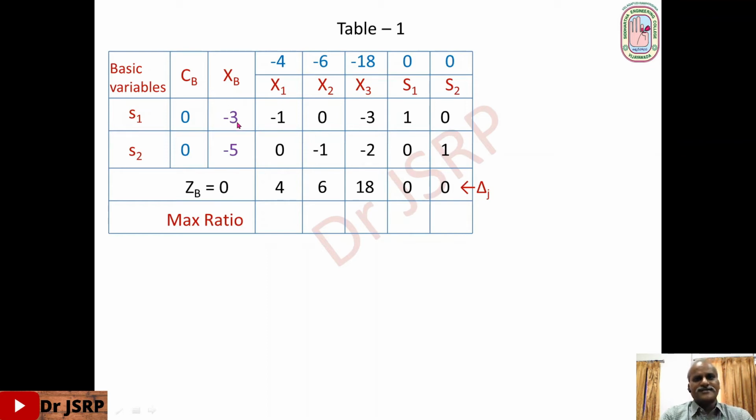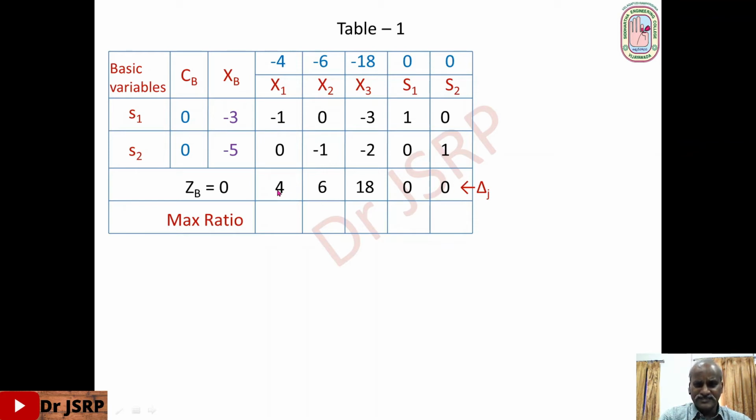Now verify the optimality condition. Before that, first verify whether the dual simplex method can be applied to this problem. For that, observe the delta J values. What are the delta J values here? All delta J are greater than or equal to 0. So we can apply the dual simplex method to this problem.